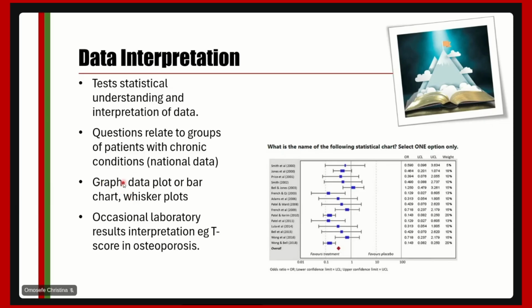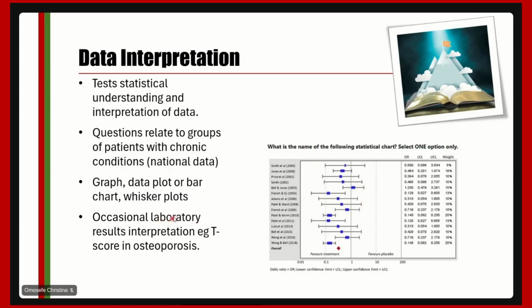They also want us to be able to know which graphs. So this is an example: what's the name of the following statistical chart? They want us to identify the type of graph. The simple bar chart, yes, but we need to know the whisker plot, we need to know the funnel plot, and we need to identify the type of graph.